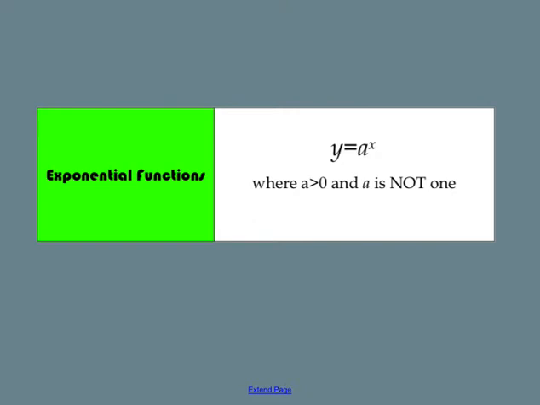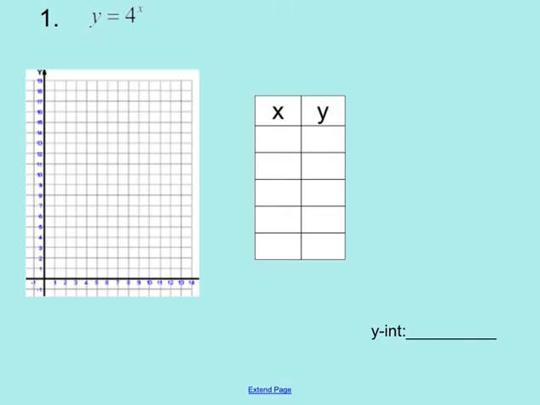This is going to be true when a is greater than 0, so we don't want a to be negative, and also a cannot be 1, because if we take 1 and we multiply it by itself, and we multiply and we multiply, it's still going to be 1. So that's why we don't want it to be 1, and we also want it to be greater than 0. Those are the two things that make up exponential functions. So let's start by taking a look at this.